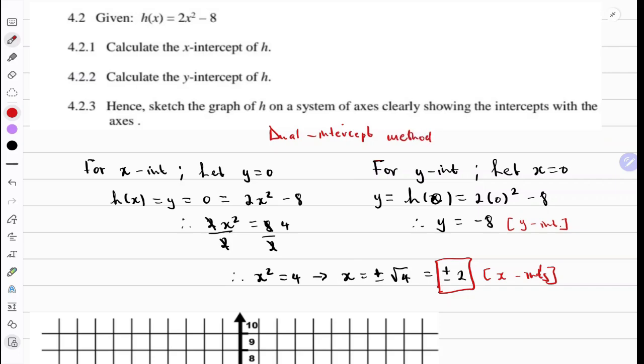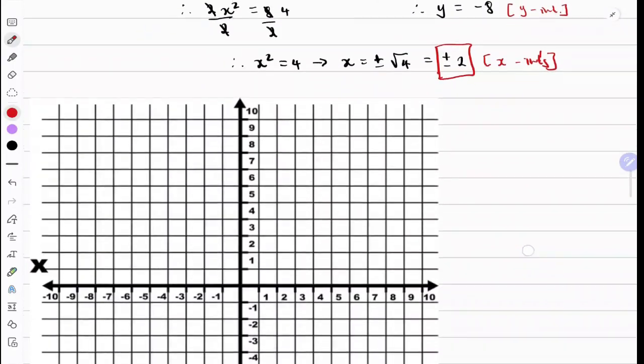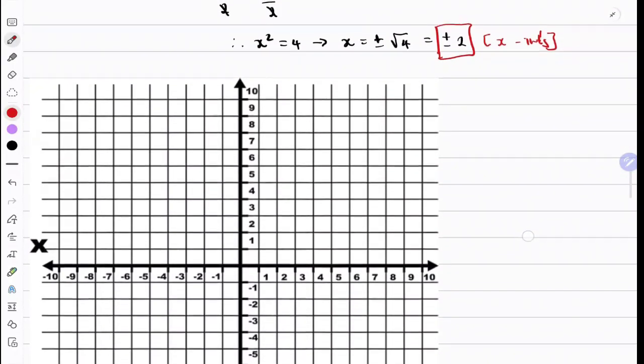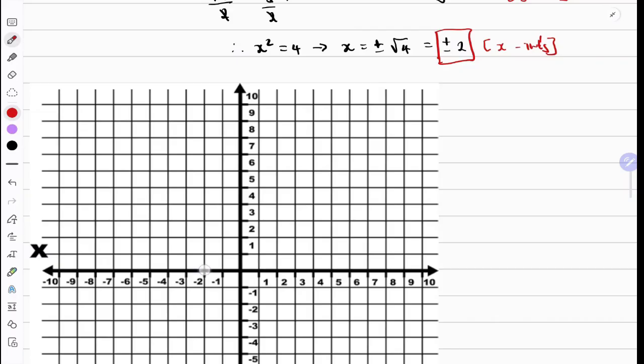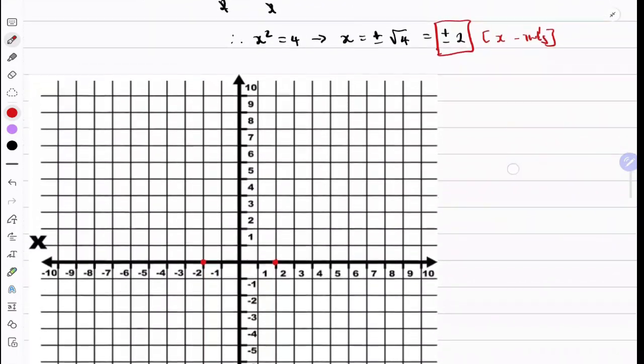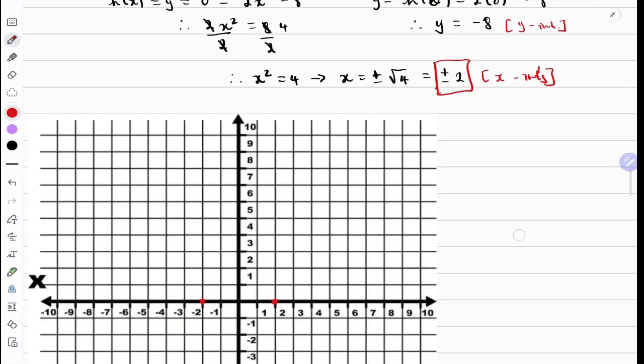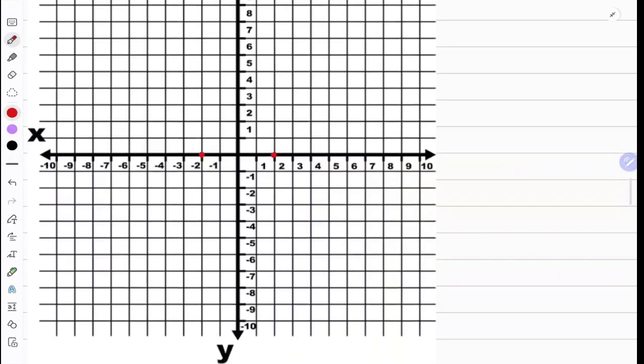So let's plot the zeros or the roots of the parabolic function. I'm going to use red for the x-intercepts. So it's positive 2 and negative 2. So negative 2 is there, and positive 2 is there. Those are the roots or the zeros of the function. And negative 8 is our y-intercept. So negative 8 is negative 1, negative 2, negative 3, negative 4, negative 5, negative 6, negative 7, negative 8.